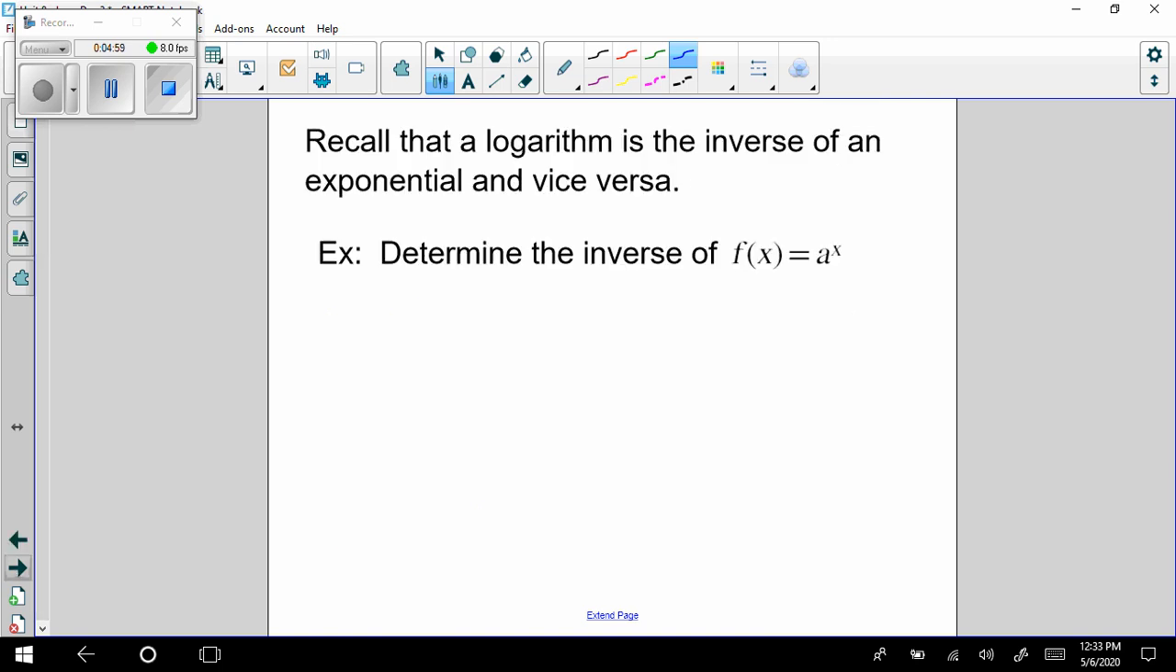All right, so in order to solve logarithms, you have to know that the inverse of an exponential is a logarithm, and the inverse of a logarithm is exponential. So to determine the inverse of this exponential function, we have to change it to a logarithm. So I have y equals a to the x. This is just review. X equals a to the y. So log base a of x equals y.